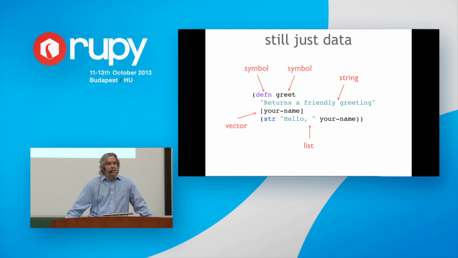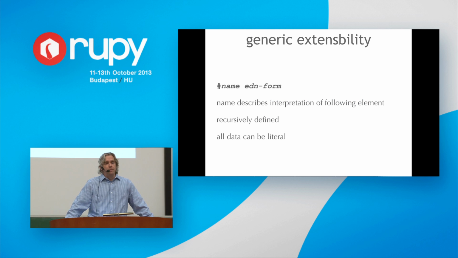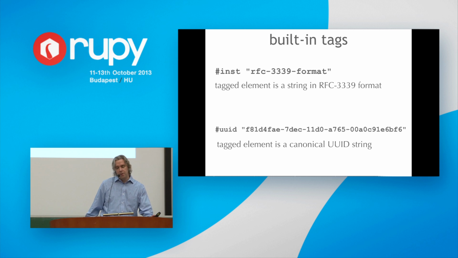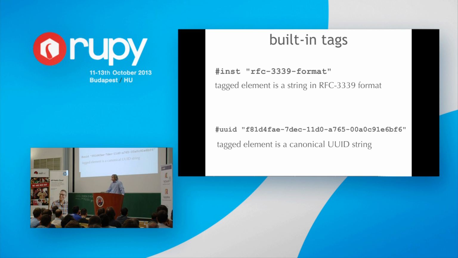One thing people often ask about EDN is, why isn't it just JSON or something like that? There are a number of reasons. I'll mention just one today. EDN is generically and recursively extensible. So you can define new things with pound sign name. You can assign meanings to those new things, and intermediaries who are not aware of your meanings can still process those things. So this is an opt-in thing, not an inflict-torture-on-people-who-are-trying-to-read-your-stuff thing. A couple of examples of this are the built-in tags inst for time and UUID for UUID literals.